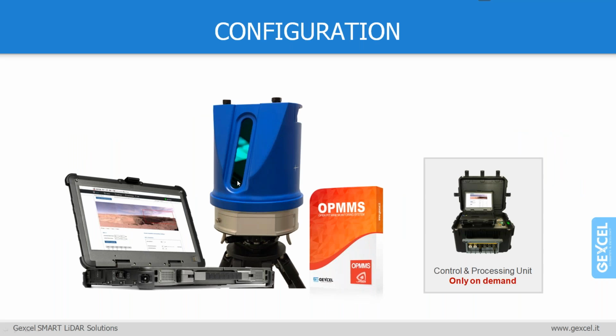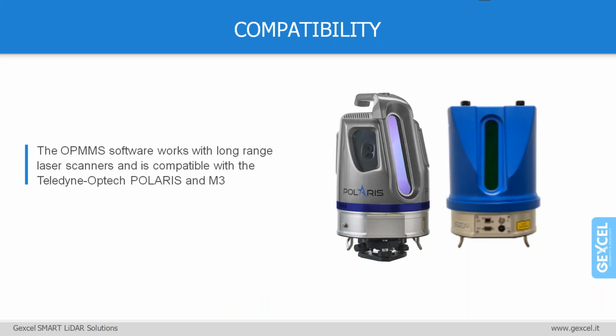Let me just provide you some information about configuration and compatibility. The OPMMS standard configuration is composed of a rugged and powerful computer, where the software platform is pre-installed, and the Teledyne Optech M3 rugged and long-range laser scanner. If you need it, it's possible to have also a control unit, but this is on demand. OPMMS is also compatible with the Teledyne Optech Polaris long-range laser scanner.